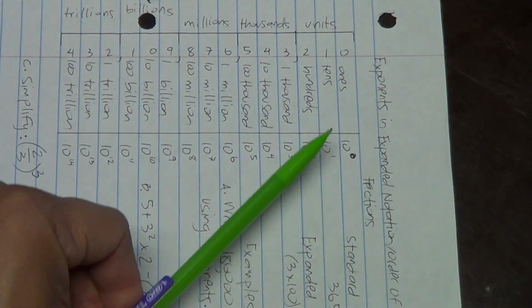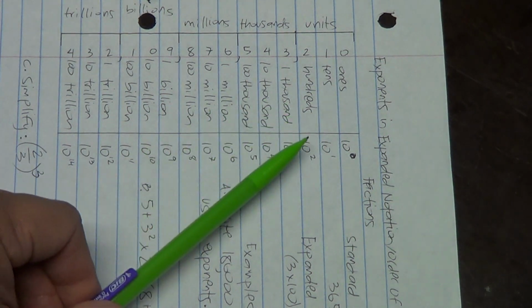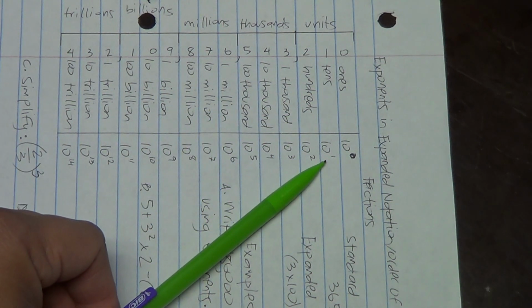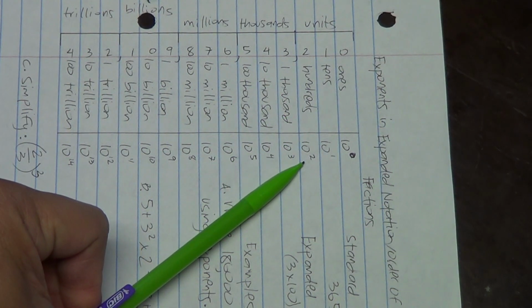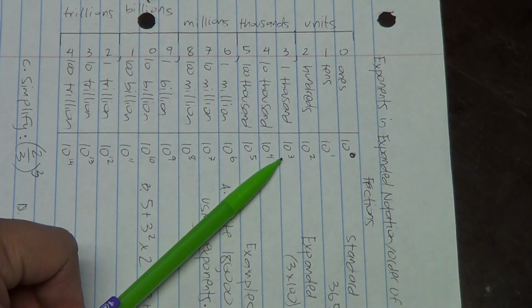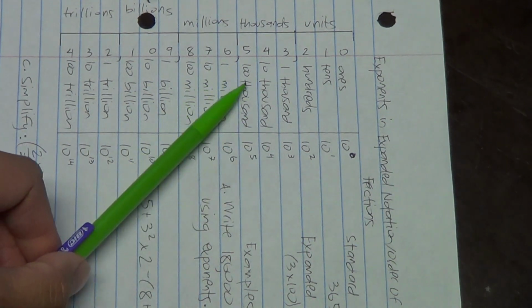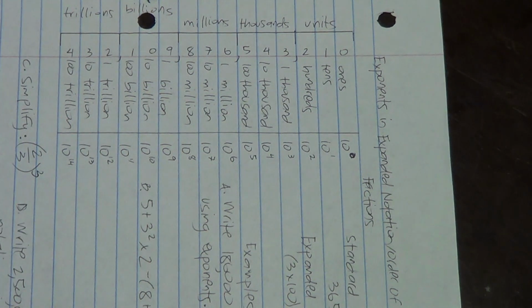when we look at the ones place value, when we look at exponents, that's known as 10 to the 0 power. When we look at the tens, that's 10 to the 1 power. The hundreds place is 10 to the 2nd power, or 10 squared. The 1,000s place is 10 to the 3rd power. The 10,000s is 10 to the 4th, and you can see it goes on, so on and so forth from there.